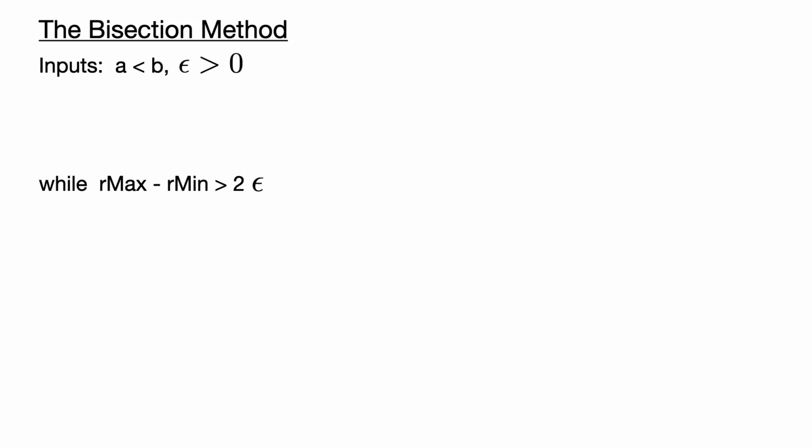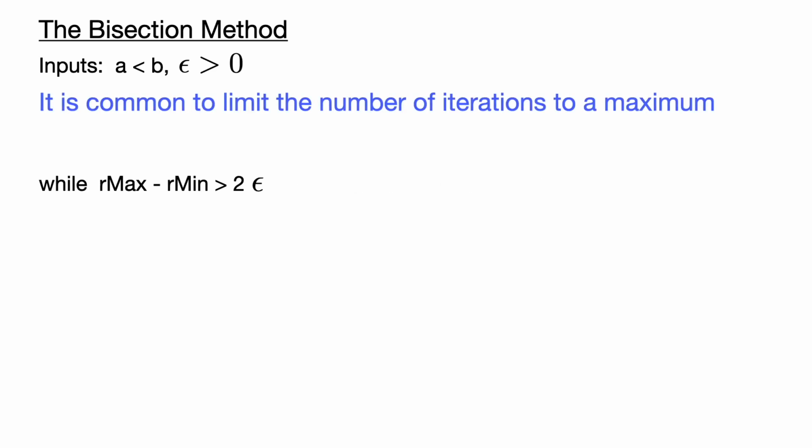In addition to whatever stopping criteria you choose, it is common to limit the number of iterations to a maximum. This ensures that you're not stuck in an incredibly long loop. How do you do that? Well, first you add an additional input, max iteration, which must be greater than 0.